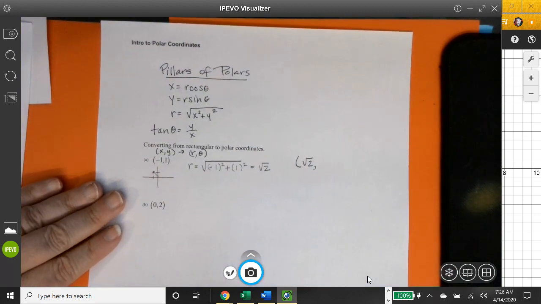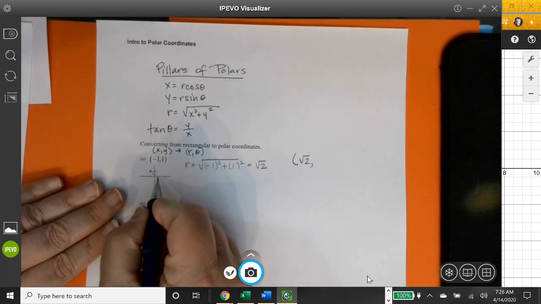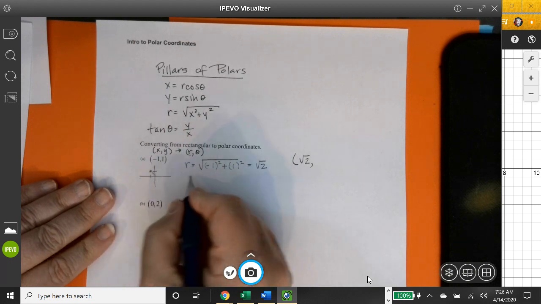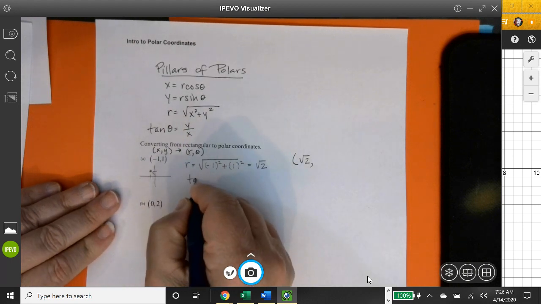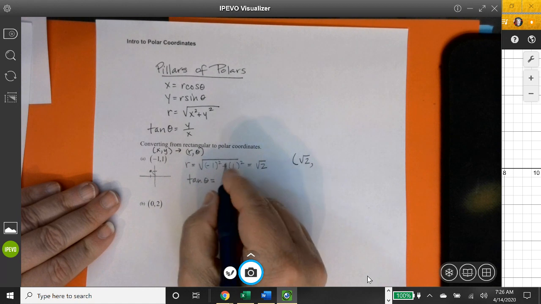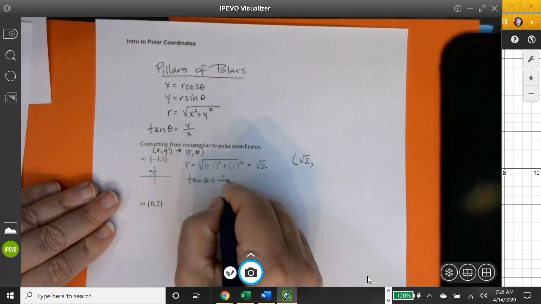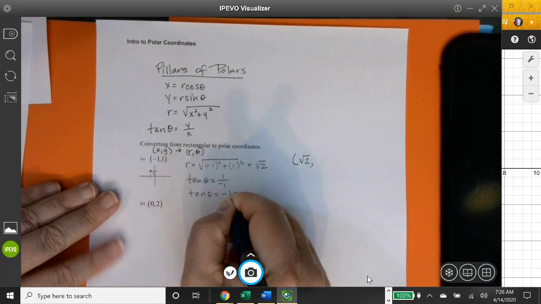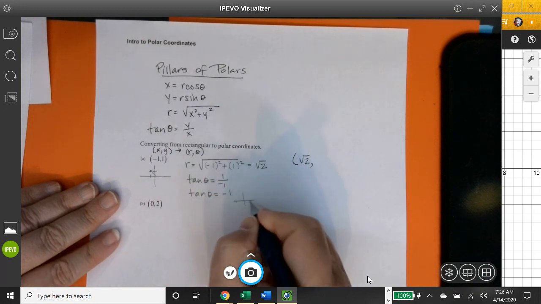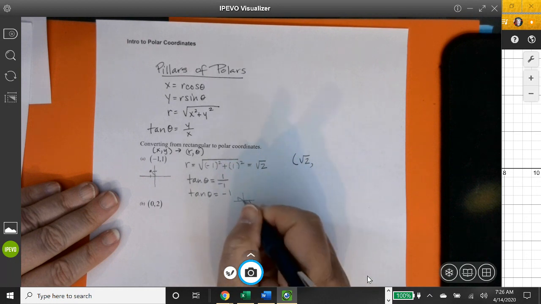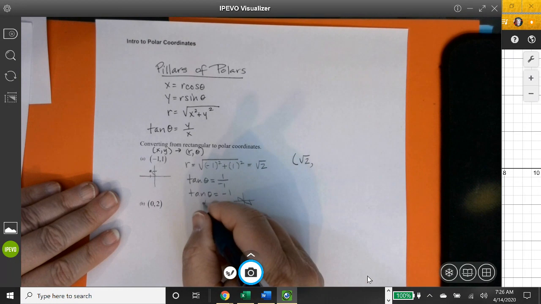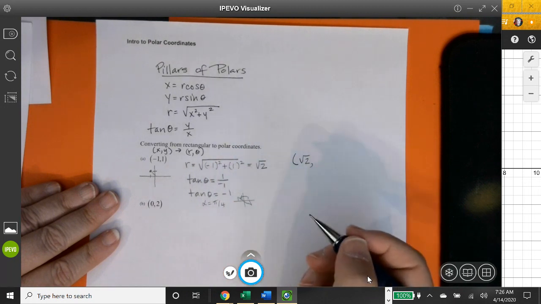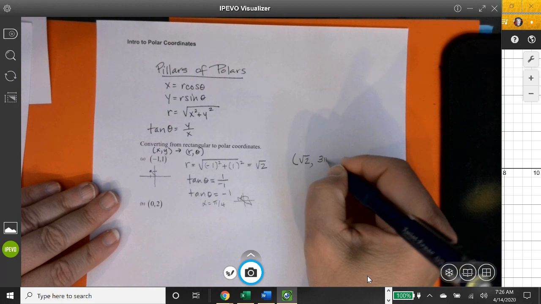Now I need theta. Now, if I go out radially, root 2, I'm going to do the positive angle here, okay? So I got to find out what theta is. So I know the tangent of theta is equal to the y over the x, which is 1 over negative 1. So tangent of theta equals negative 1. Well, what quadrants is the tangent negative? Well, the tangent is negative in quadrants 2 and 4. So alpha is equal to pi over 4, but I need this angle here. So that theta is going to be 3 pi over 4.